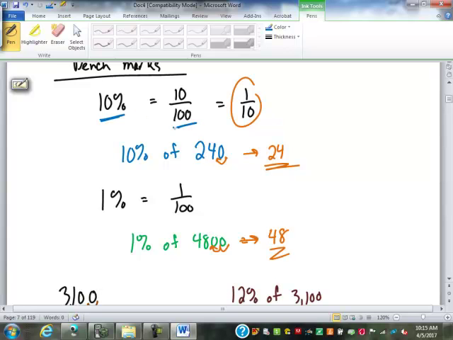10%, remember, means 10 out of 100. Cross off the zeros, it's just 1/10. So 10% means just divide it by 10. That's moving the decimal over one spot. So 10% of 240 is 24. 1% is 1 out of 100, which is just dividing by 100. So 1% of 4,800 is 4,800 divided by 100. You move the decimal over two spots.